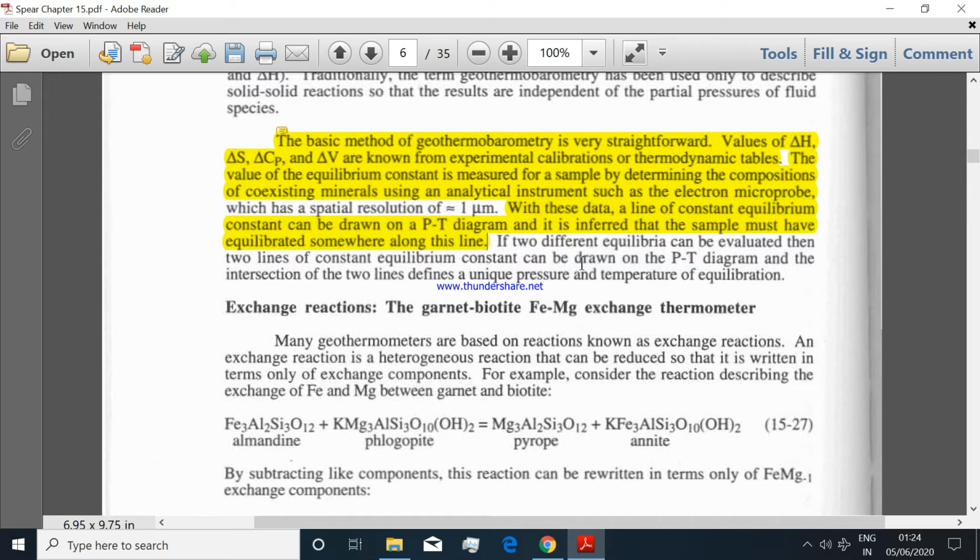There are two minerals in contact, or the same mineral in contact, and suppose they are created by some ion exchange reaction between some other set of minerals, or one mineral is exchanging some of its components with an adjacent mineral. So what will happen, depending upon the temperature and pressure, is there will be an equilibrium between those two minerals because they are stable at a particular, given, constant scenario.